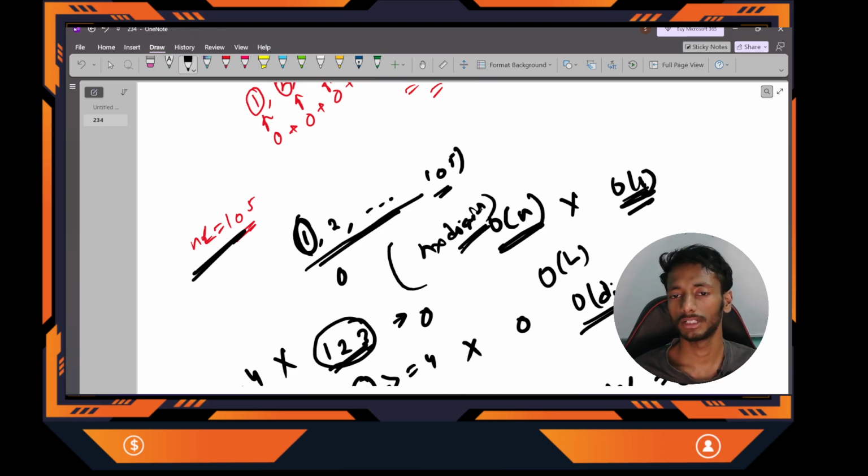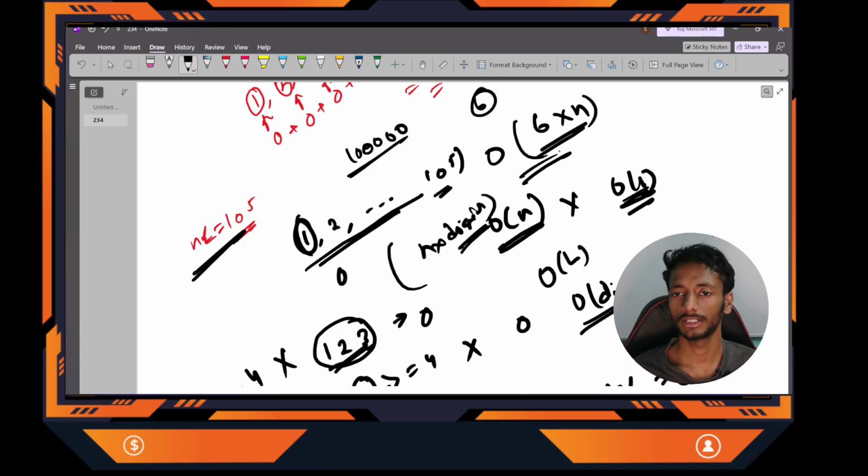So what is the maximum length for digits? Digits, 10 to the 5. So 1, 2, 3, 4, 5. So digits length can go up to 6. So 6 into n, maximum big O of that. What is this? This is the brute force approach. I hope this is clear. So if you submit this code in the first question, it will work fine.